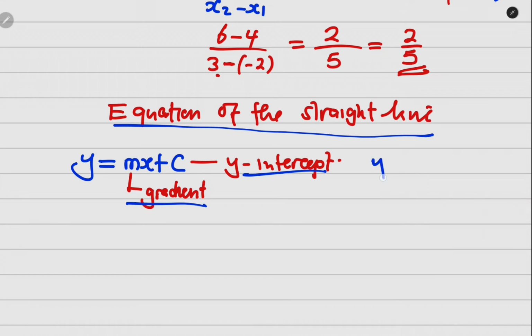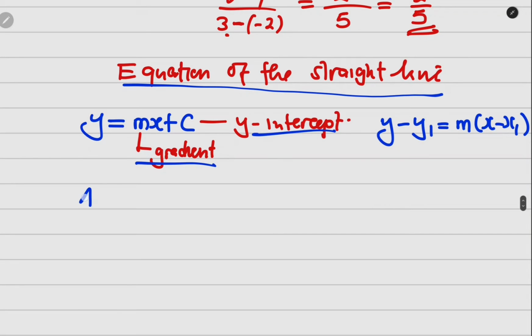But you can also use this form, y minus y1 equals m times x minus x1. This is another equation that you can use to find the equation of a straight line. Now let us consider the points A and B. Let us say A is (4, 5), then B is (2, 3).